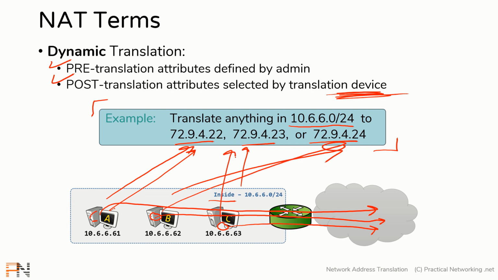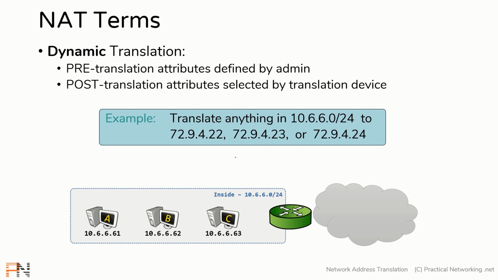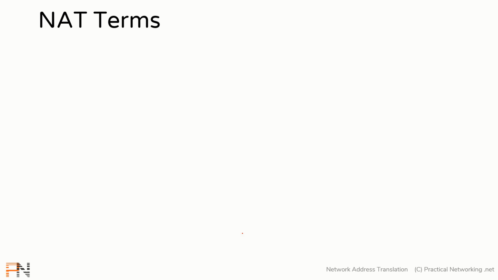Since the device had to make that decision, this is known as a dynamic translation. You as the administrator, even though you configure this, have no way of knowing ahead of time which IP address will go to which host. That is the definition of a dynamic translation.